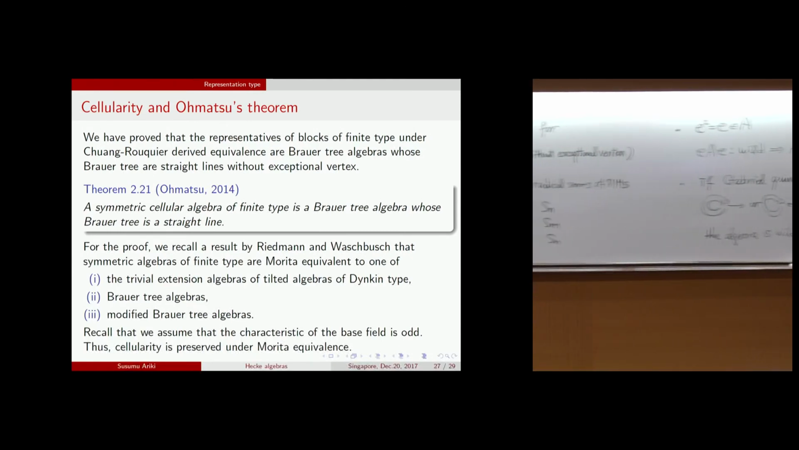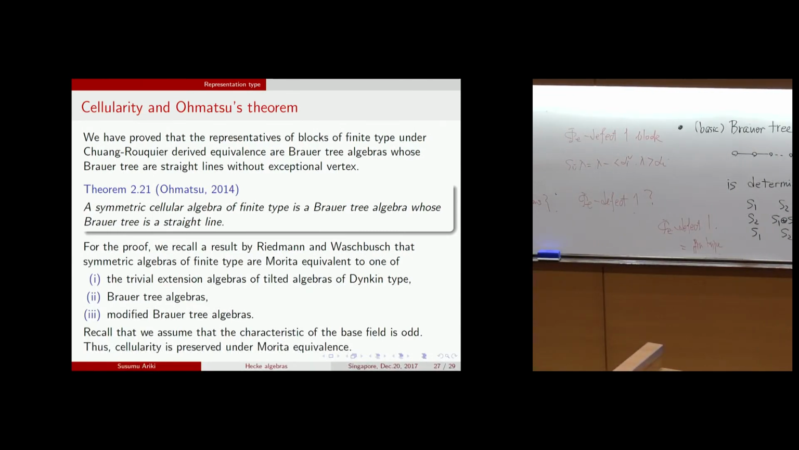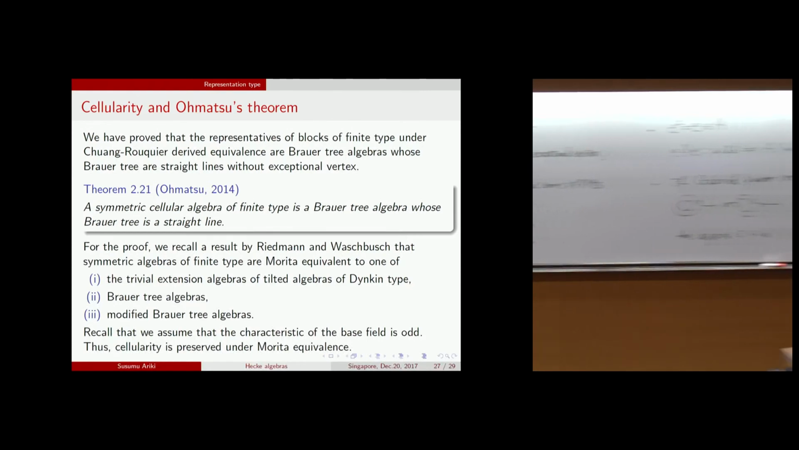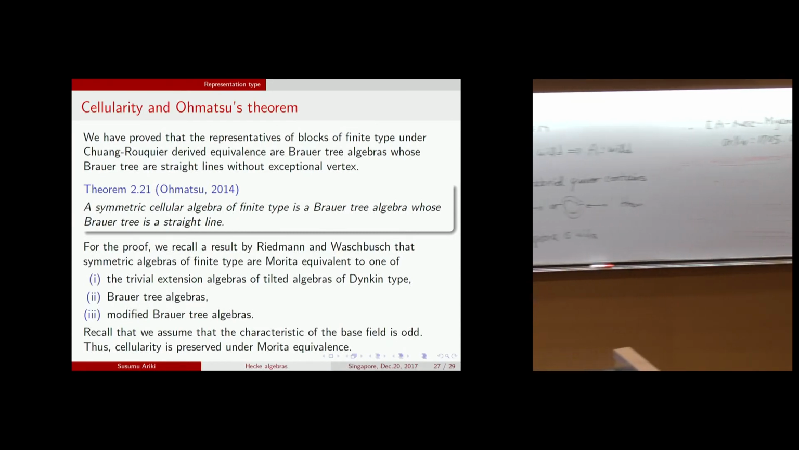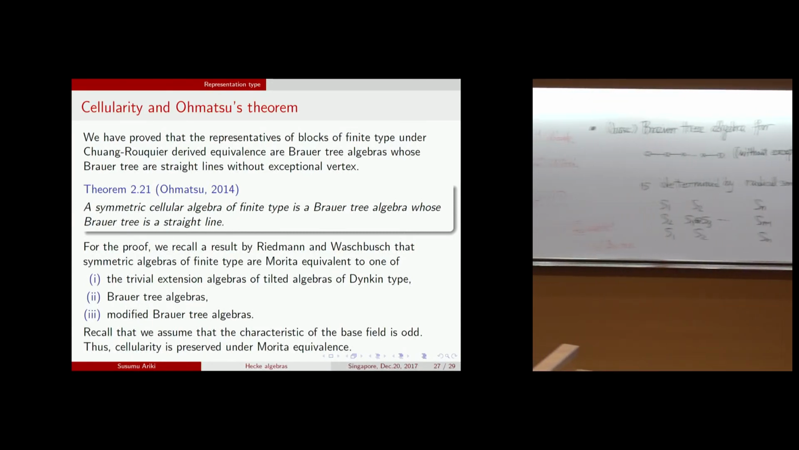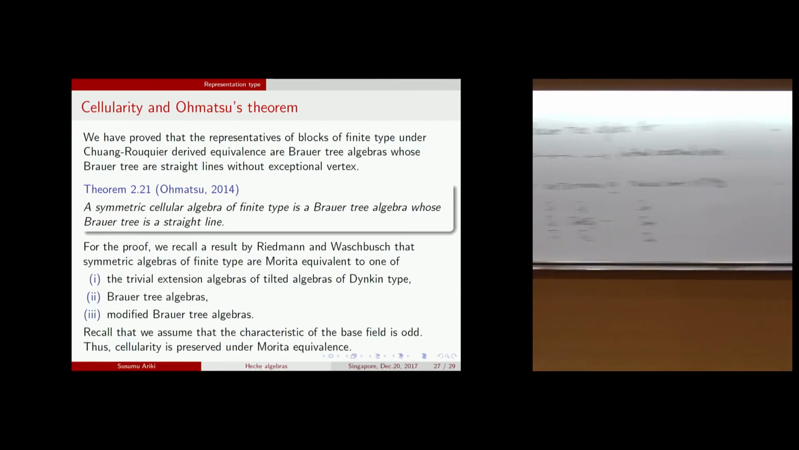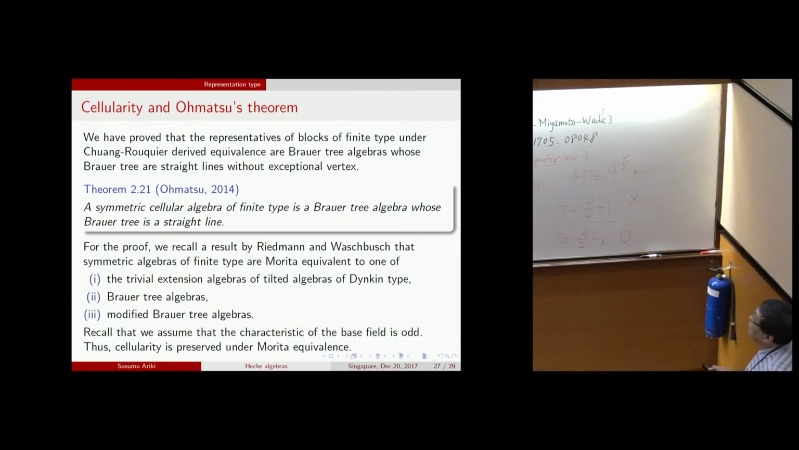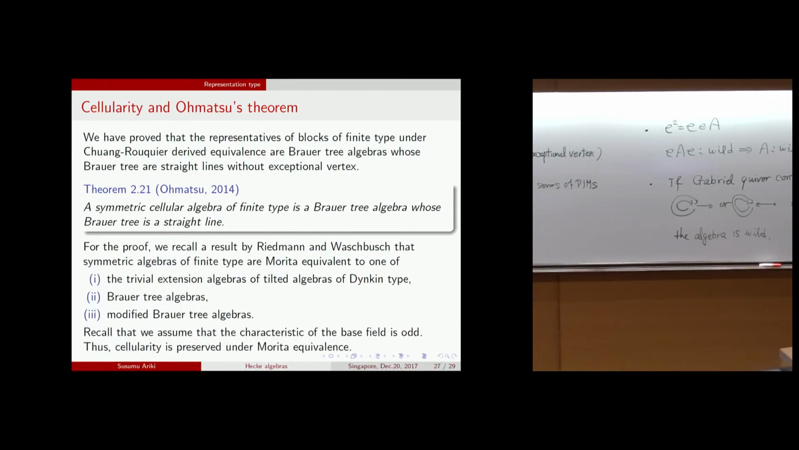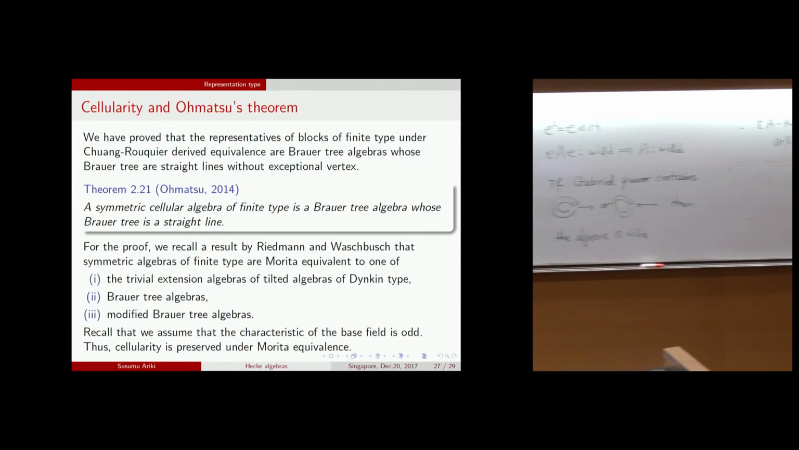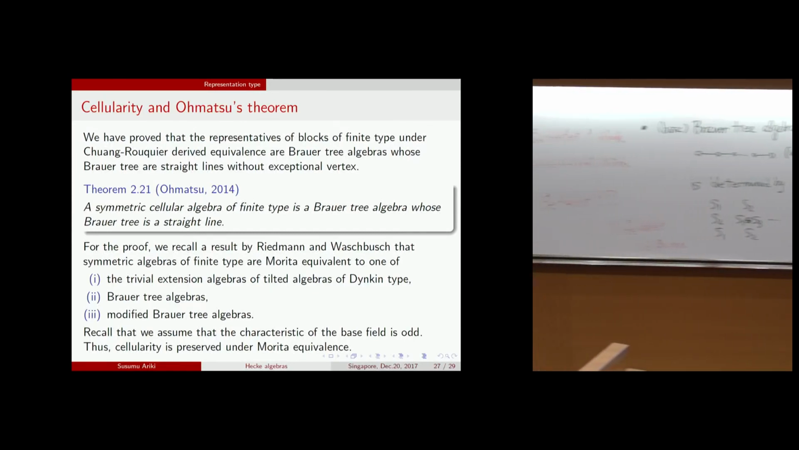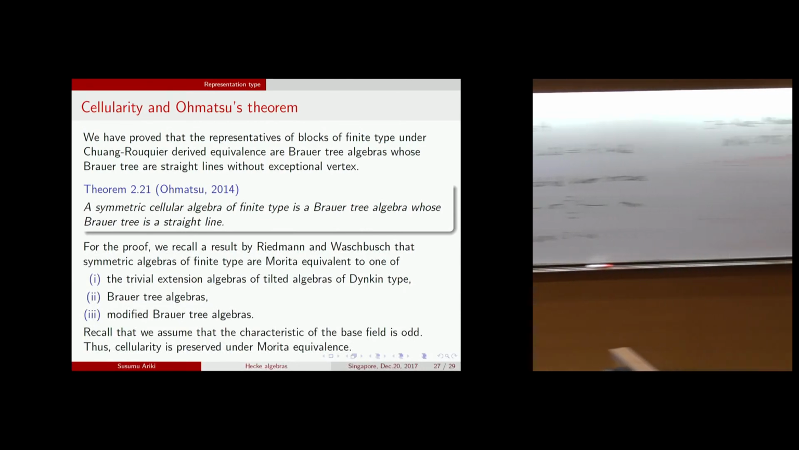So then we may appeal to a result by Steffen Koenig and Changchang Xi, saying that if a Brauer tree algebra is cellular, then it is a Brauer tree algebra whose Brauer tree is a straight line. So of course, for this case, we may avoid Ōmatsu's theorem, but this has, as I said, other generalizations, and so I refer to this. Also, the characteristic of the base field is odd. Then the property is preserved under derived equivalence. This is also a result by Steffen and Changchang.